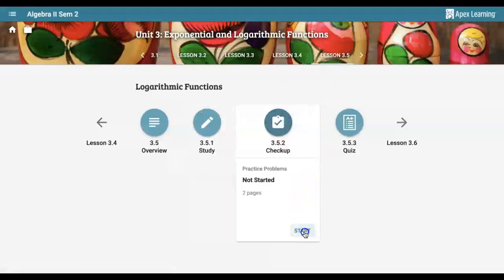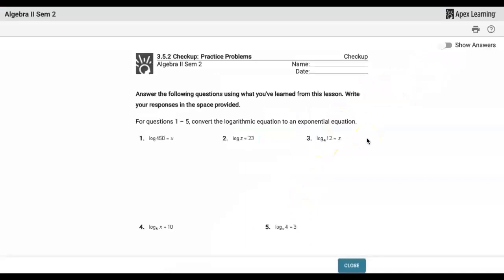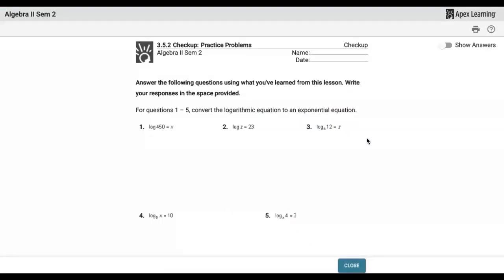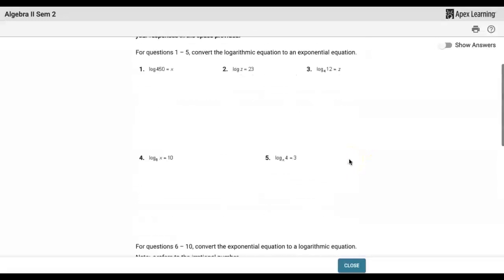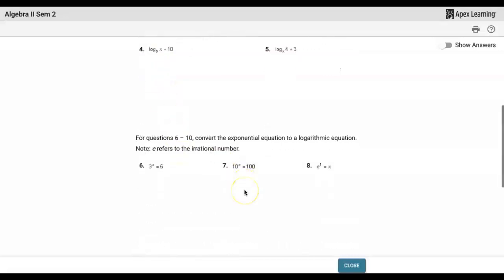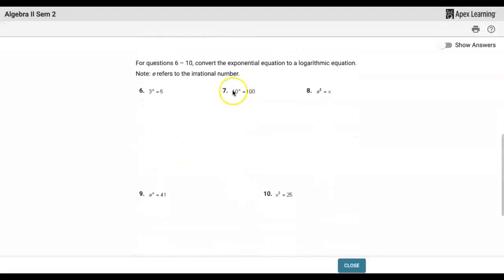All right, moving to our checkup here. If we look at our checkup, obviously we know this is going to be a lot of questions converting from log to exponential form. This has a lot of varied bases here. So again, if it's not existent as a base and it's still a log function, it's a base 10. And that's going to be important here.